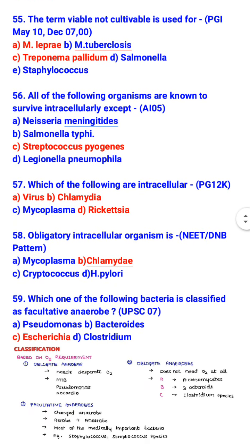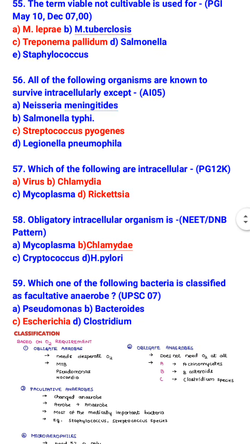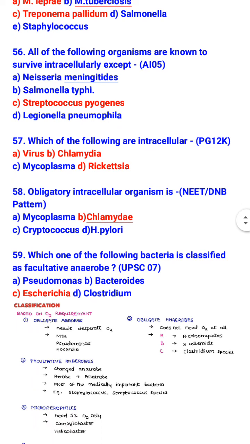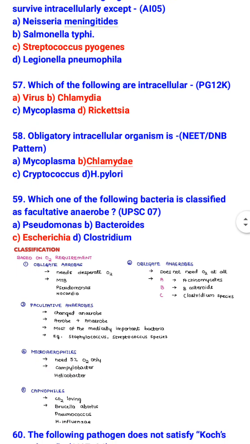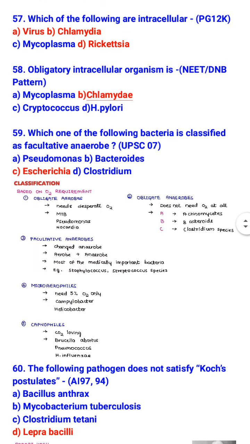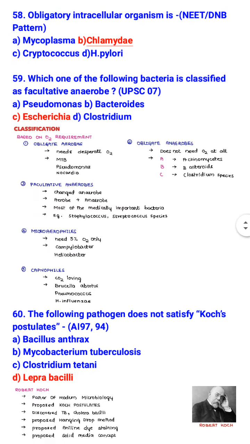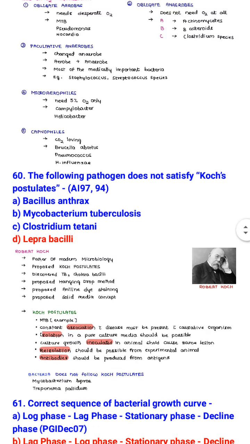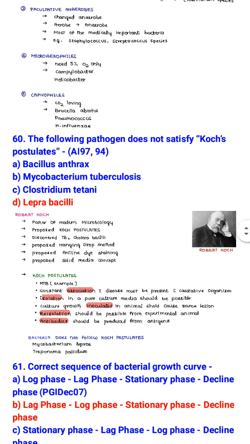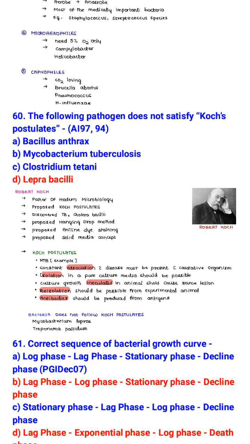Which of the following are intracellular? Virus, chlamydia and rickettsia. Mycoplasma is not intracellular. Obligatory intracellular organism is chlamydia. Which one of the following bacteria is classified as facultative anaerobe? Escherichia. The following pathogen does not satisfy Koch's postulate. So Treponema pallidum and Mycobacterium lepra. So lepra bacilli is the answer.